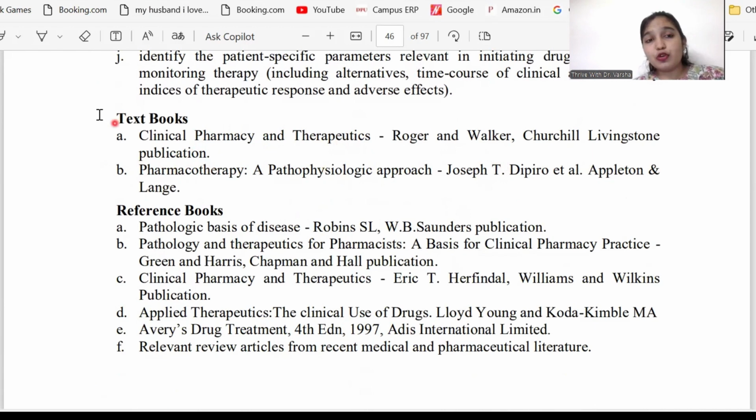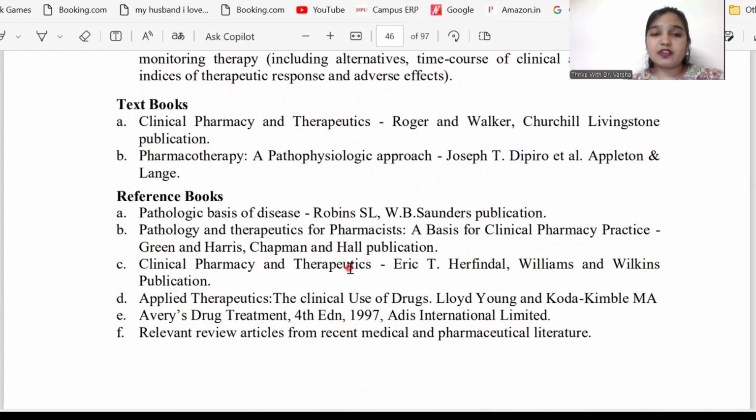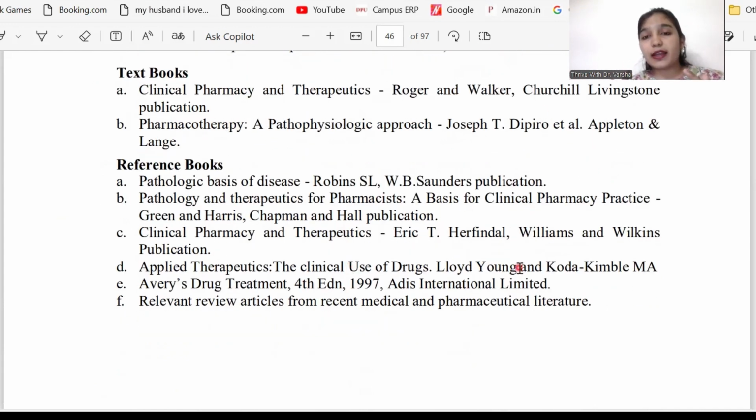As a textbook you can use both, but we have used Pharmacotherapy: A Pathophysiologic Approach by DiPiro. It's a case-based book. You will get everything included in that. And as a reference book, DiPiro itself looks like a reference book, but you can use any one that is available in your library, such as Applied Therapeutics: The Clinical Use of Drugs.